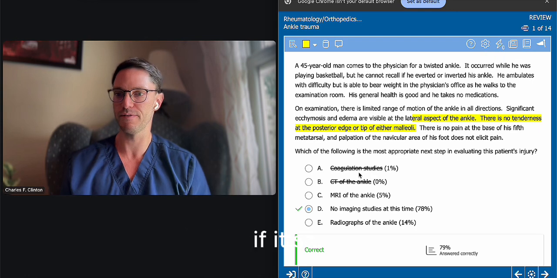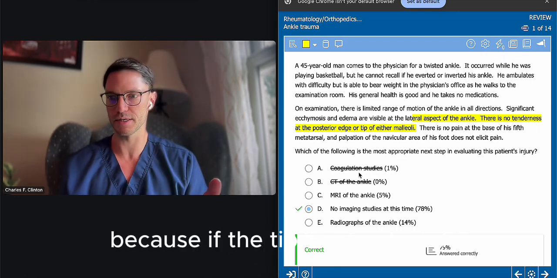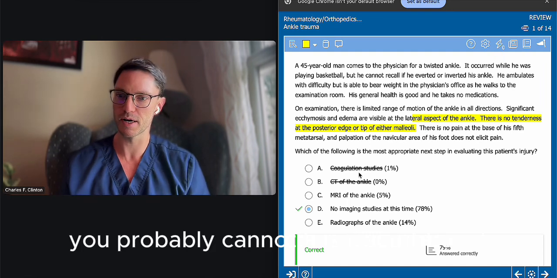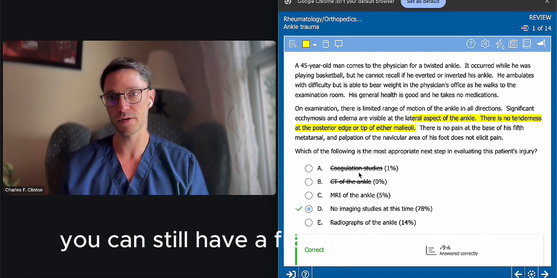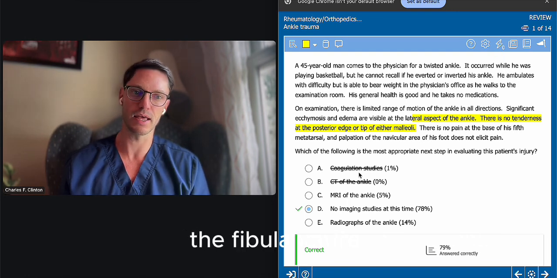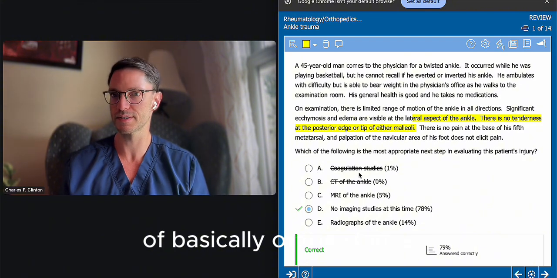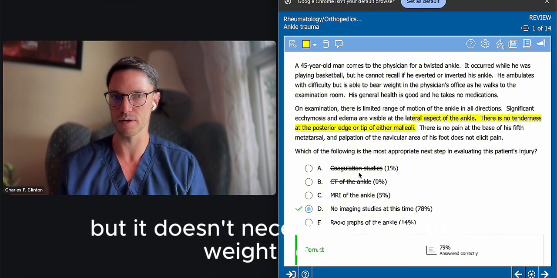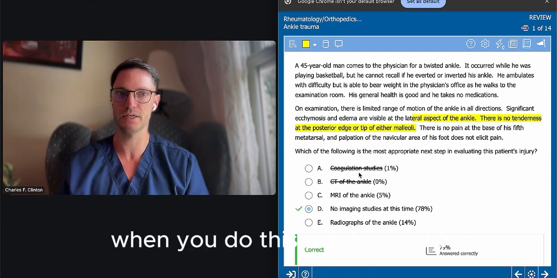Usually the medial malleoli, if it's painful and if the patient has a fracture, the patient probably cannot walk, cannot bear weight on it, because if the tibia is fractured, you probably cannot bear weight on it. You're just going to come in the hospital limping and jumping in a wheelchair. But if you can bear weight on it, well, you can still have a fracture. For example, the fibula in the lateral malleoli can be fractured. That gives you the stability of the stance, but it doesn't necessarily bear the weight. So yes, you can have a fracture and the patient can come in walking with difficulty or slowly. But when you do this pinching, there's no pain.